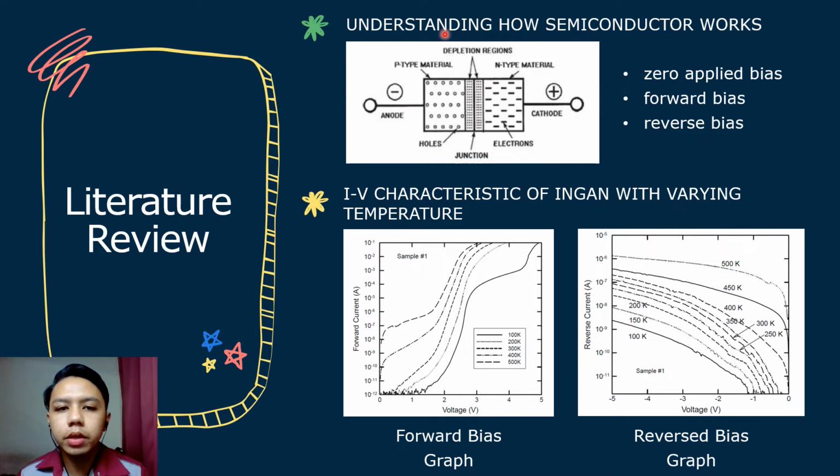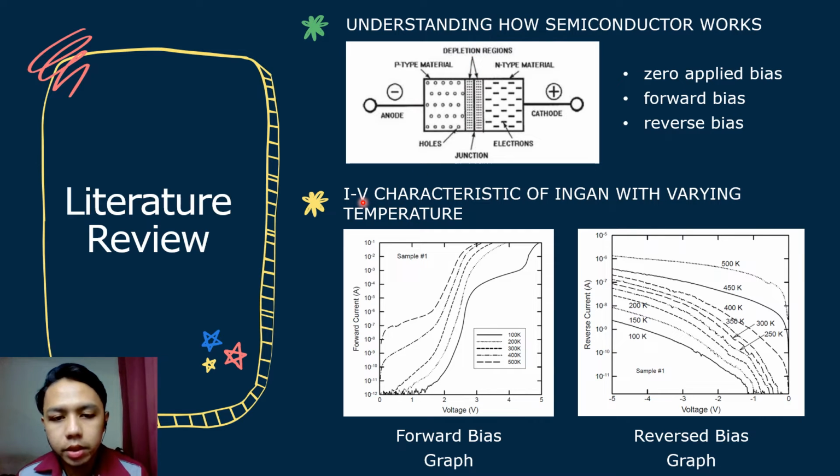For the forward bias, the positive terminal voltage source is attached to the p-type material, while the negative terminal source is attached to the n-type material, causing the size of the depletion region to shrink. And the last condition is reverse bias. Reverse bias is whenever a positive voltage is applied to the n-type material and negative voltage is applied to the p-type material, which makes the depletion region grow.